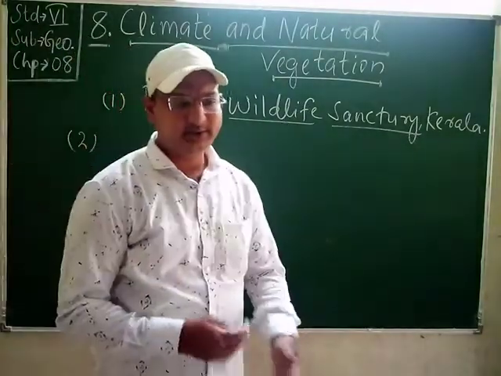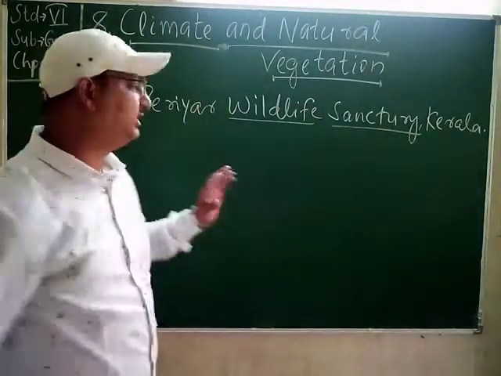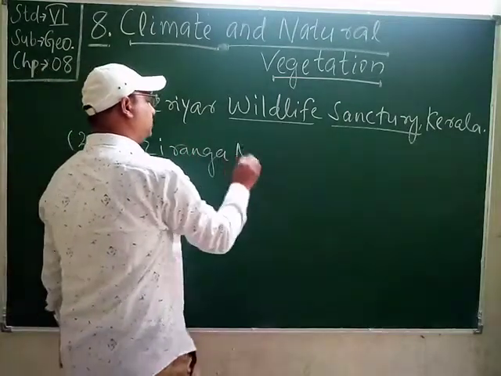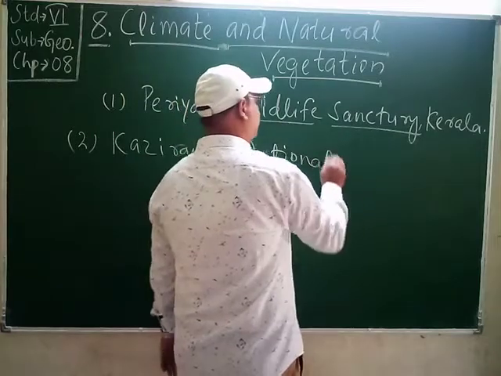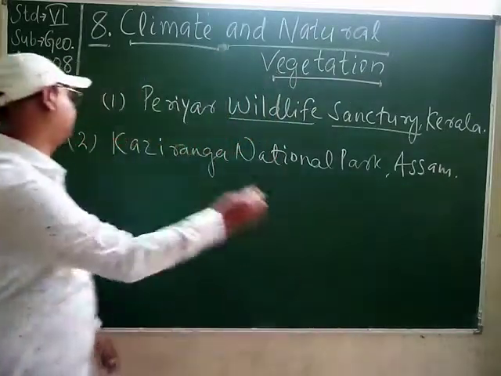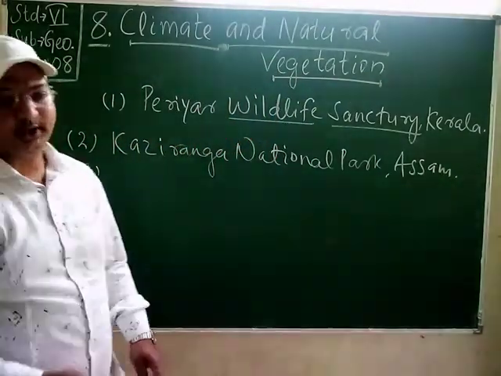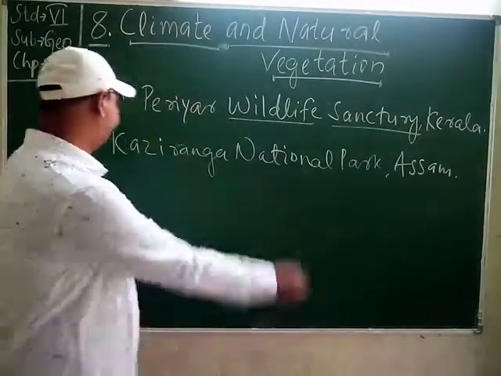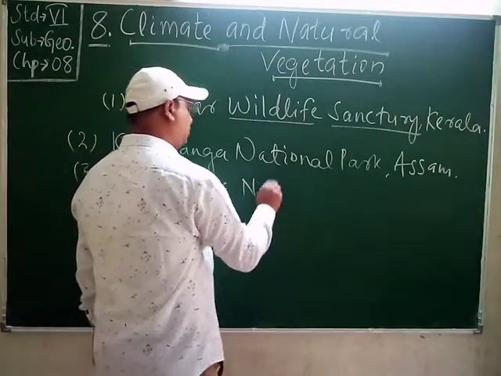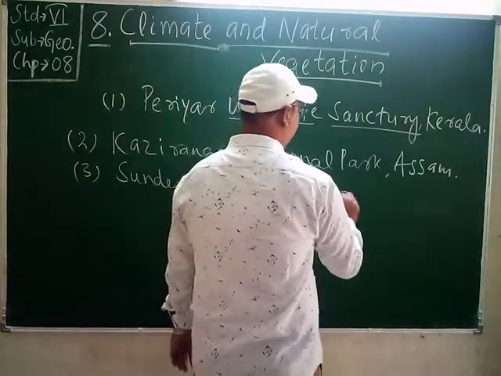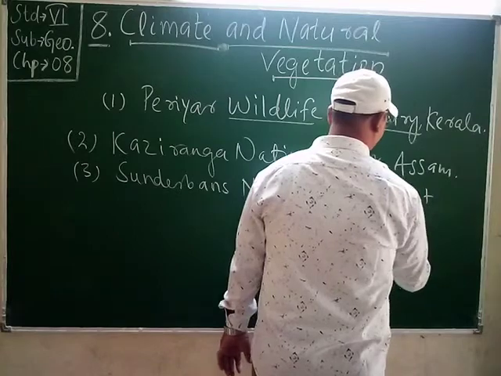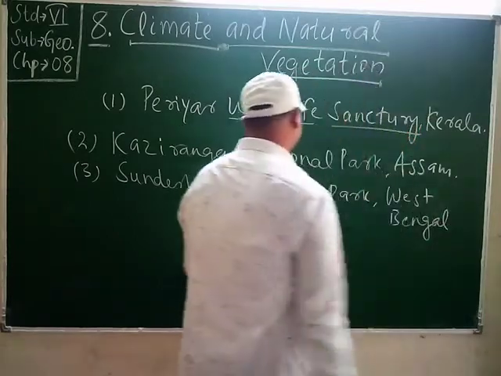Then students, our national parks. First of all, Kaziranga National Park, situated in Assam. One more example of a national park can be the Sundarbans, located in West Bengal. These are two examples of national parks.